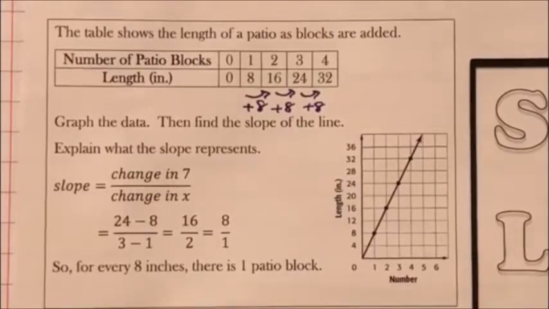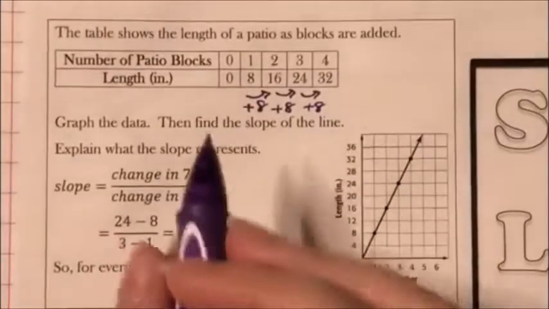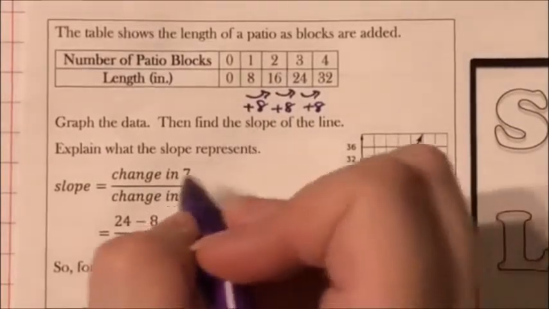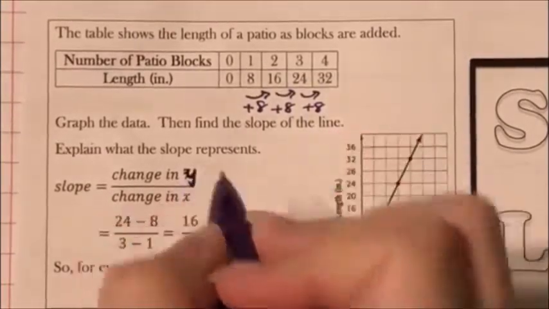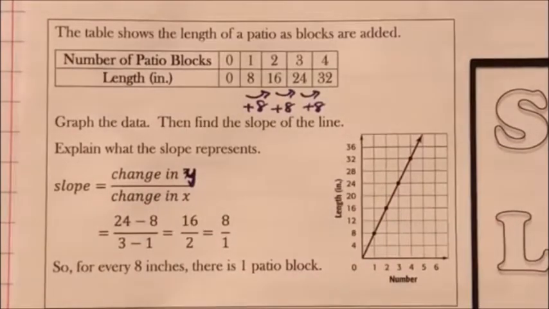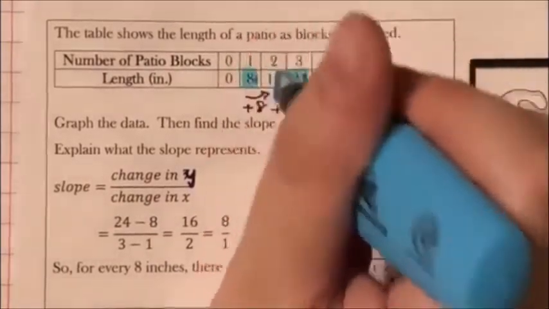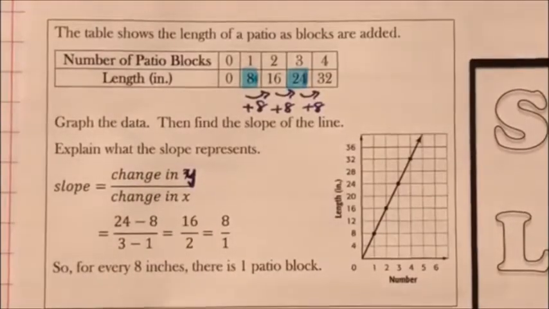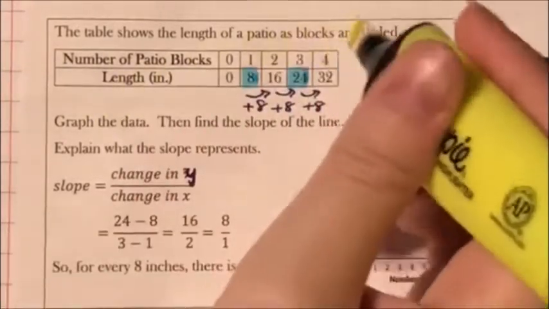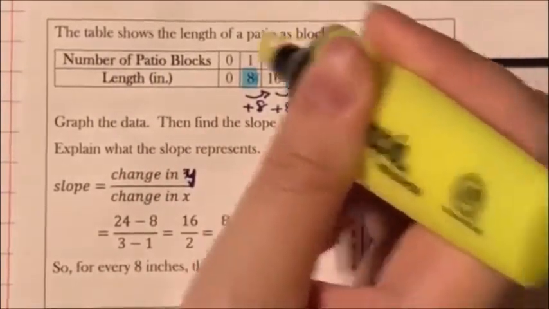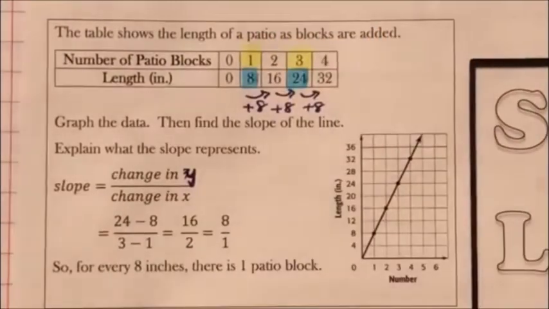So the first thing is this is change in y. It's supposed to be change in y, okay? So change in y over change in x. So I'm going to take any 2 points, all right? I'm going to pick 24 and 8, okay? So since I picked 24 and 8, the corresponding x values are 3 and 1, right? Okay, so I'm going to write that out.